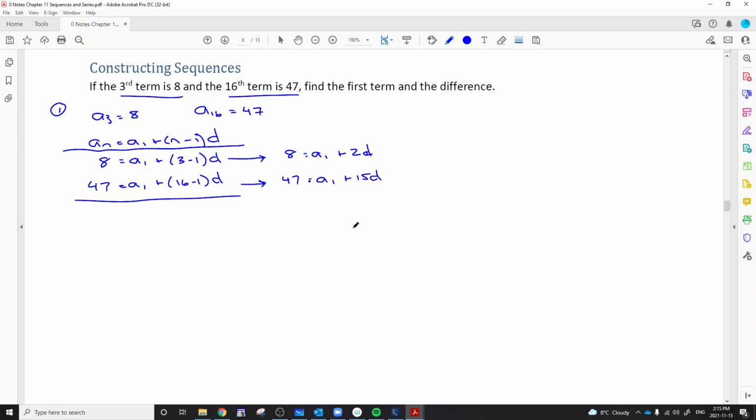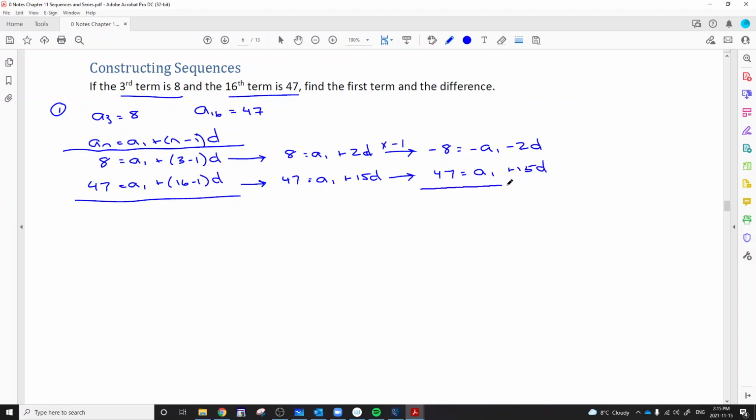It's easiest to solve this one by elimination. You could subtract these two equations right now to get rid of a1, or you can take one of your equations and multiply by negative 1. I'm going to multiply my top equation by negative 1 just because it's got smaller numbers. So I've got negative 8 equals negative a1 minus 2d, and then my other equation stays: 47 is equal to a1 plus 15d.